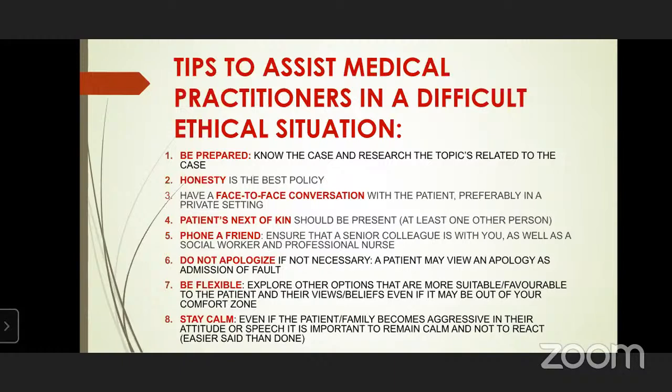And then number 7, be flexible. So like I said, explore other options that are more suitable or favorable to the patient and their views or beliefs. Like you can suggest that the mother donates blood if the mother and the child are a match, so that you can transfuse the child with the mother's blood if possible.